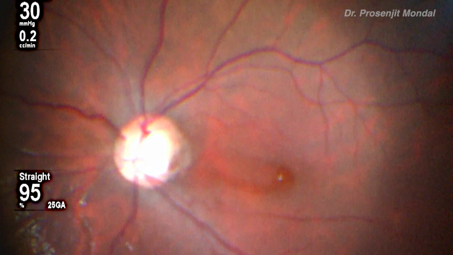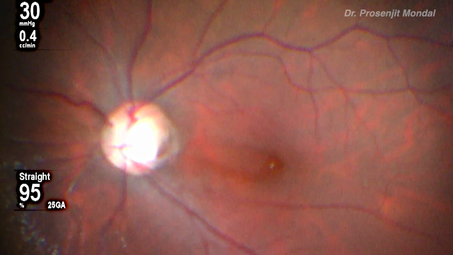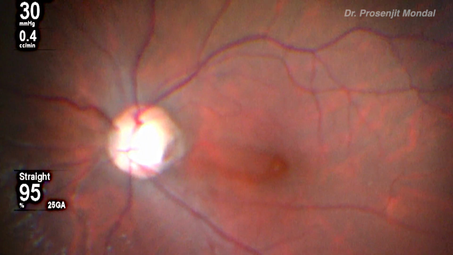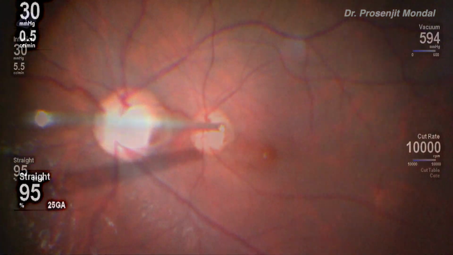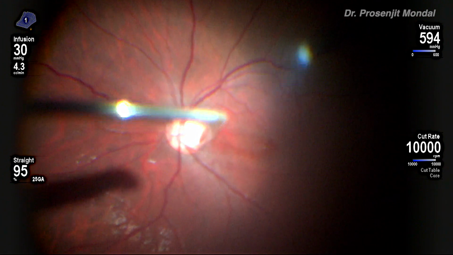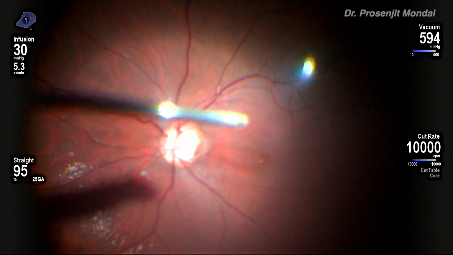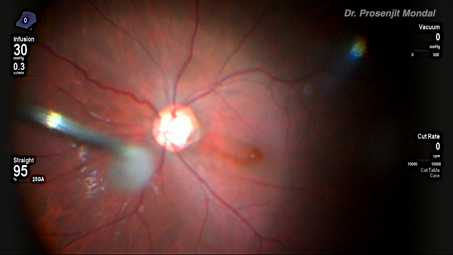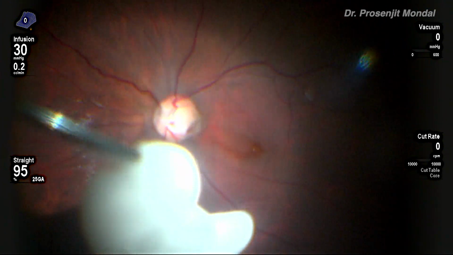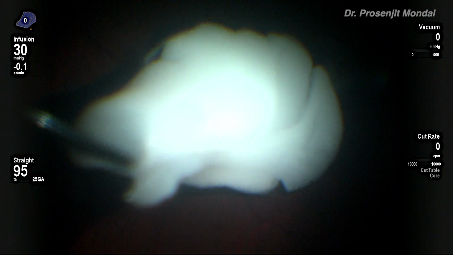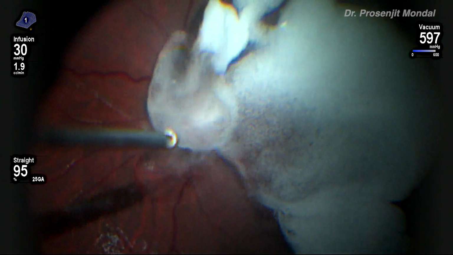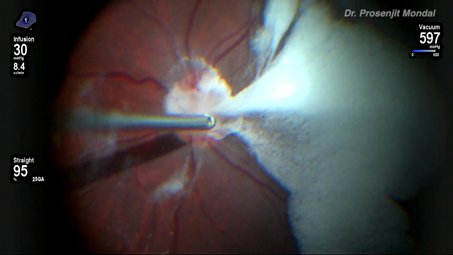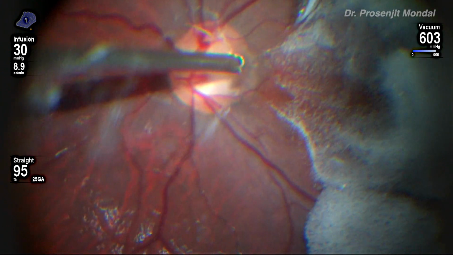We can see the congenital optic disc pit in the temporal margin of the disc and an altered reflex of the fovea, which is due to the presence of the fluid collection. We start with a core vitrectomy. Triamcinolone is injected. PVD is induced.